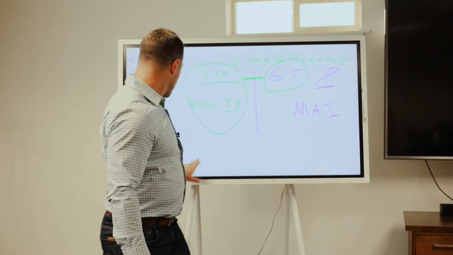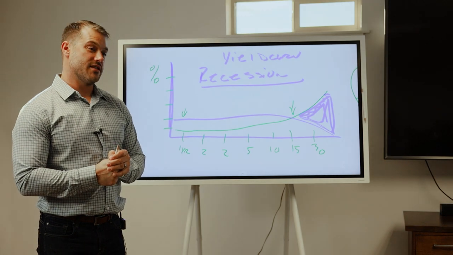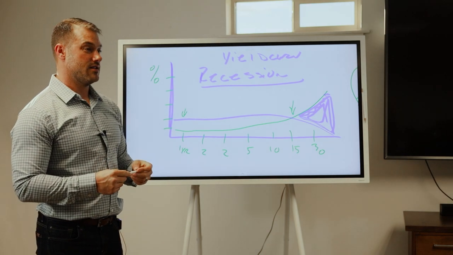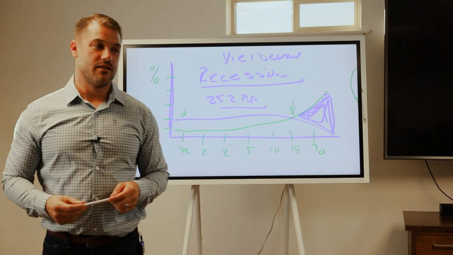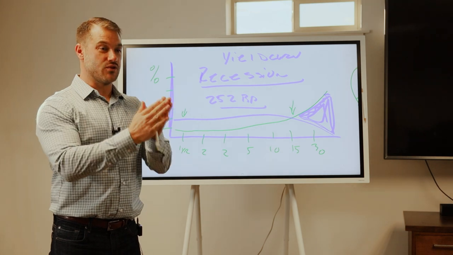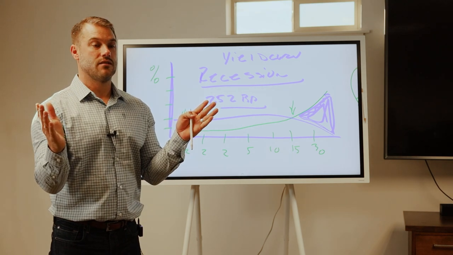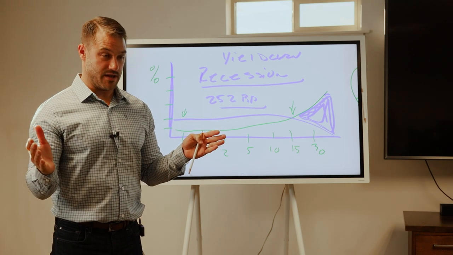So, to review, a recession is looming. I forgot to tell you guys this. You know what happens at the end of a recession? What's a BP? What's a basis point? 1% on a loan, 1% interest is 100 basis points. Okay. So 2%, 200 basis points. 3% is 300 basis points.